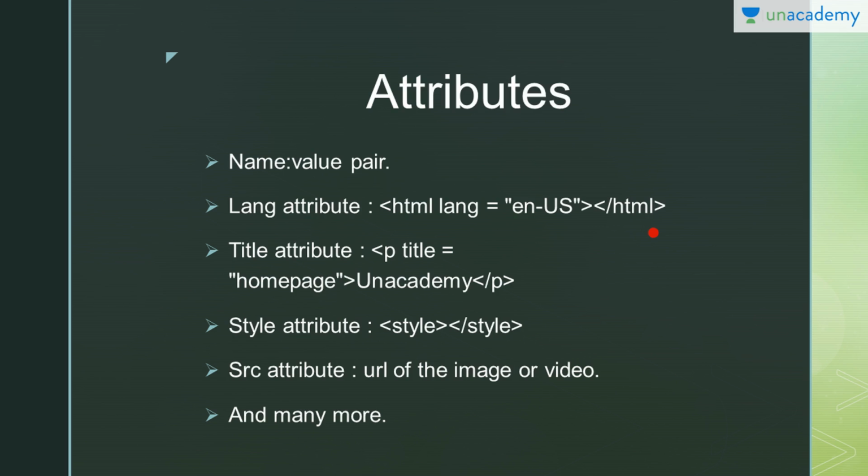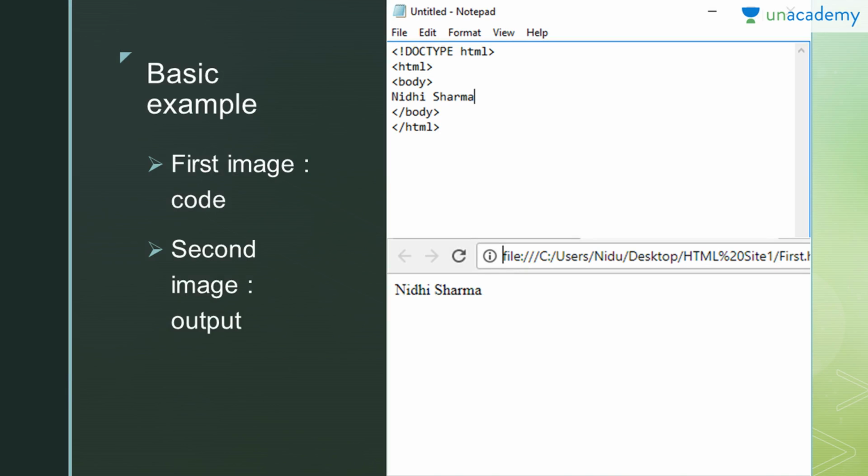Now, the language attribute mentions the language that you are using. Next is the title attribute. The title attribute is basically used to give the title of the web page. The style attribute is for styling your web pages. The source attribute, as I already mentioned, is used to display a picture, image, or video. And there are more attributes, like table attributes and row attributes. I'll be telling you about them as well.